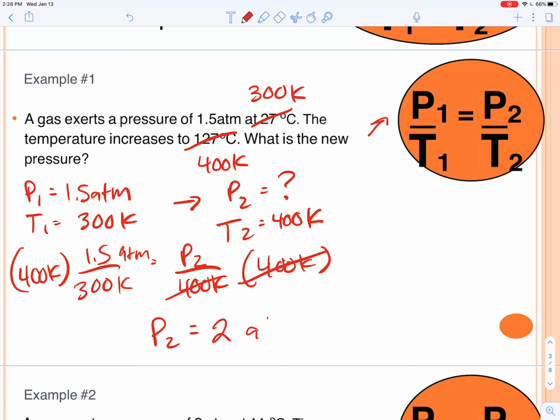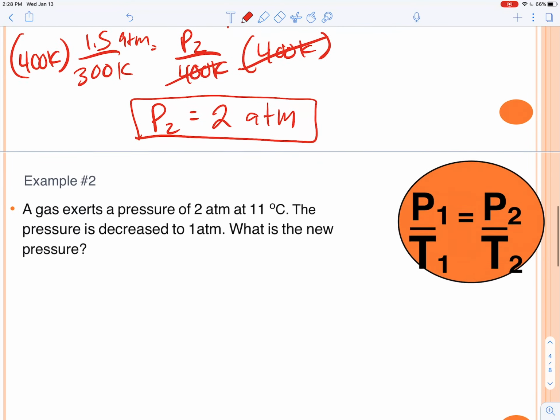And we get 2 atmospheres. And that is the answer. So here we see the temperature increase slightly from 300 to 400 Kelvin, and therefore the pressure also slightly increases.